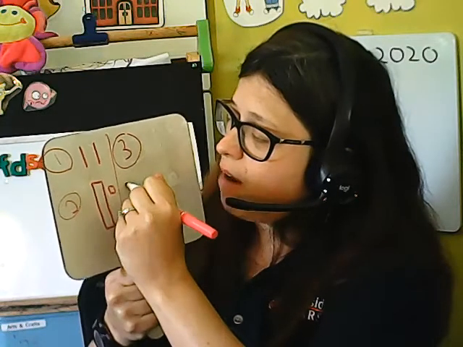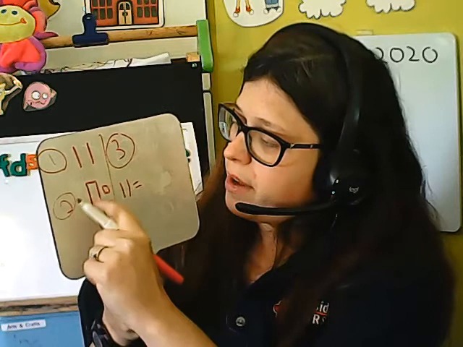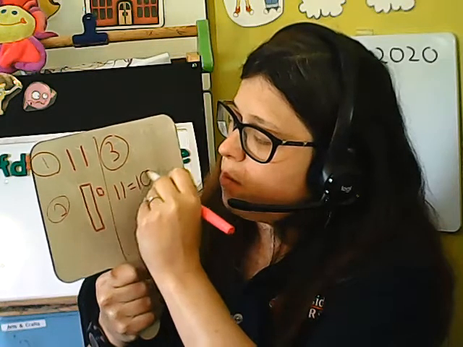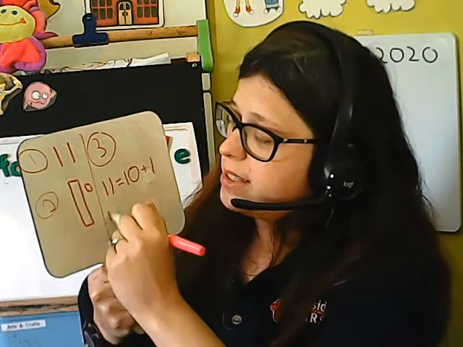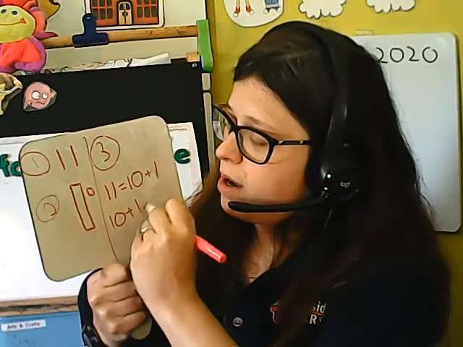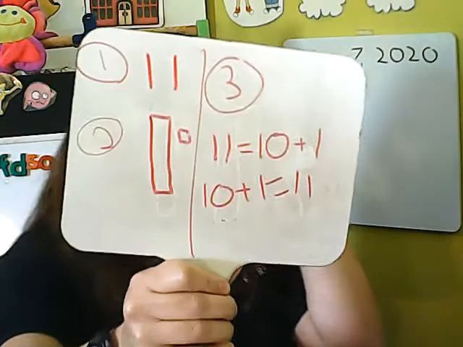So I can write 11 equals 10 plus 1. Or I can say 10 plus 1 equals 11. Both of these are correct.